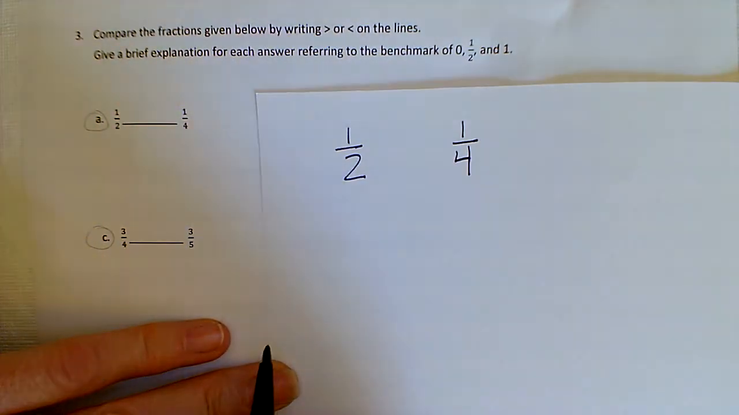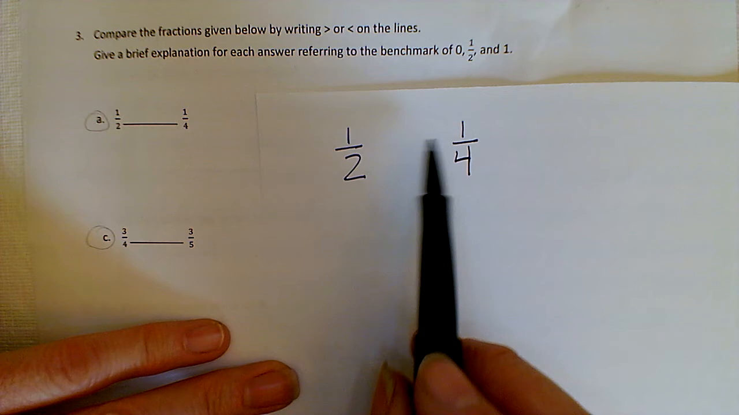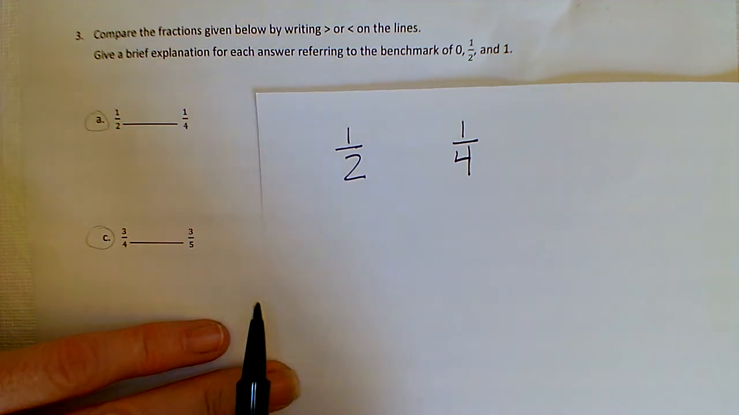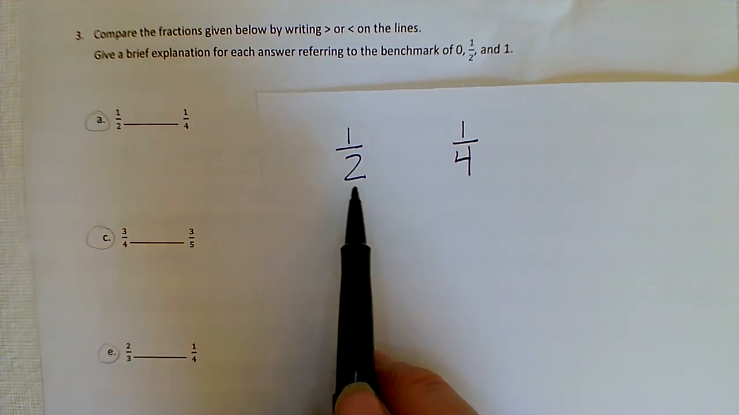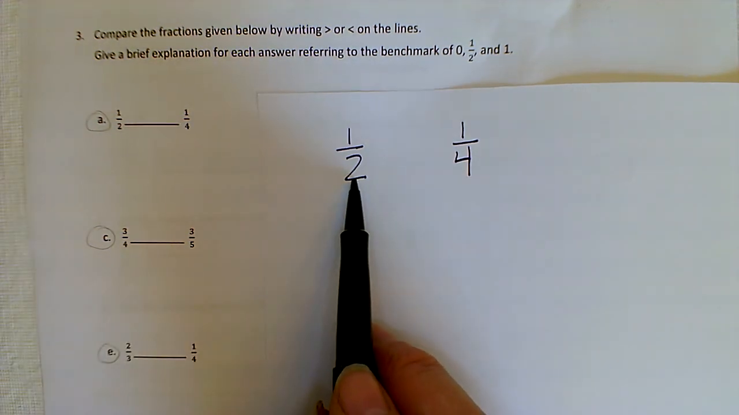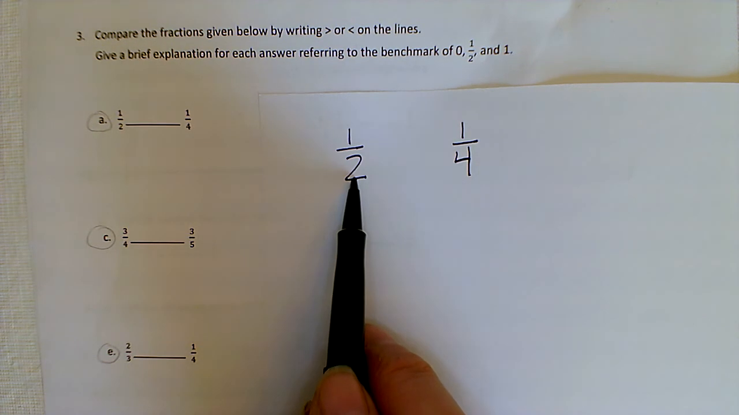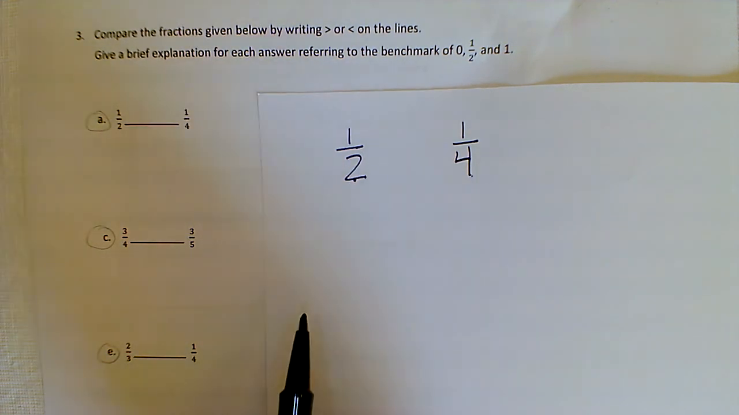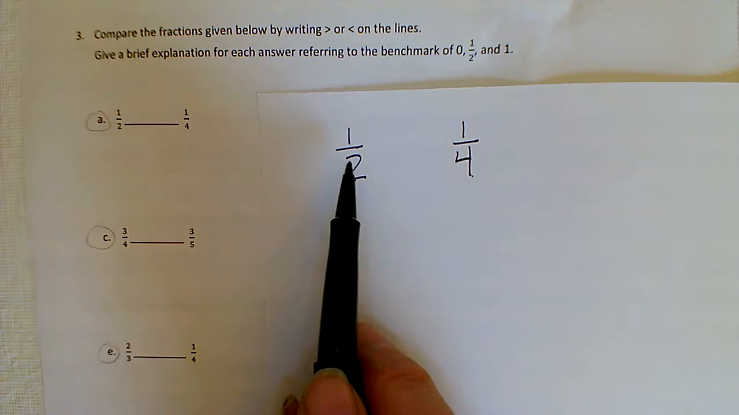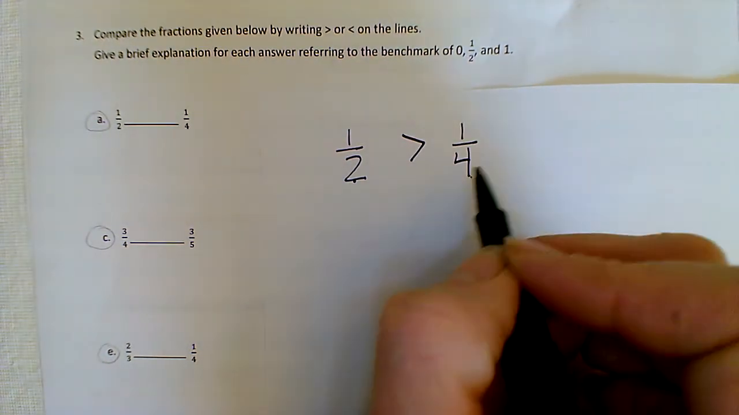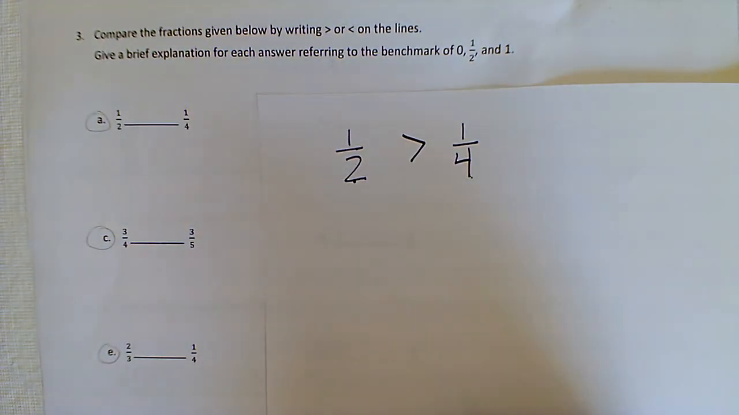If I want to compare those two fractions, since the numerator is the same, I can just focus on my denominator. Here I have halves, here I have fourths. When I divide something into two pieces, those pieces are much bigger than when I have fourths and I've divided something into 4 pieces. So I already know that 1 half is going to be bigger than 1 fourth, but I have to be able to explain it using benchmarks.